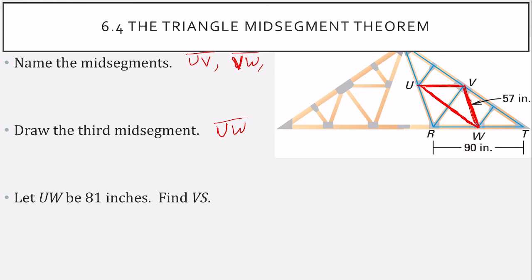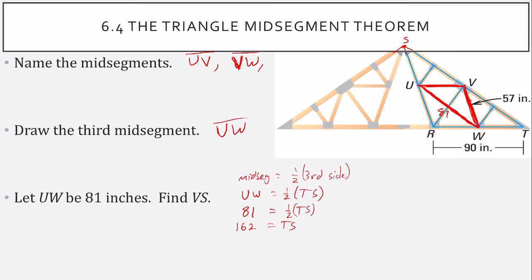All right, let UW be 81 inches. Find VS. Okay, S is up here. Well, we know that the midsegment equals 1/2 the third side. So our midsegment is UW, and our third side is TS. So UW is 81. If I multiply by 2, I get 162 for TS.